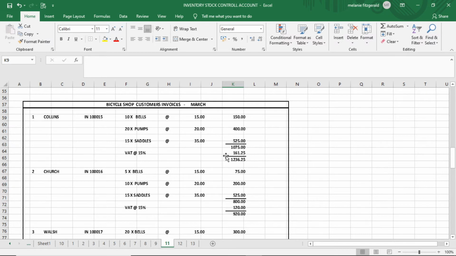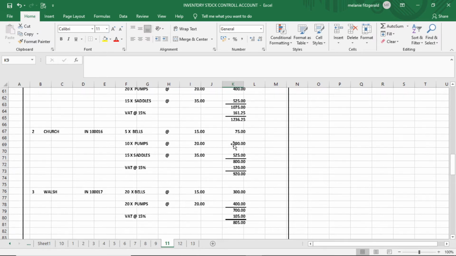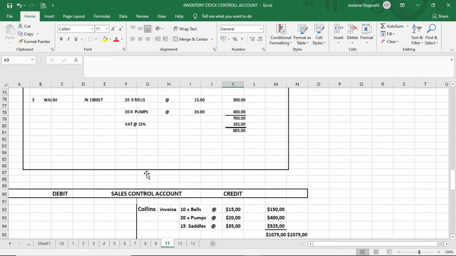$1,075 in total. The VAT, $161.25, comes to a nice total of $1,236.25. And so did Mr. Church buy stuff, and so did Mr. Welsh buy goods from us.